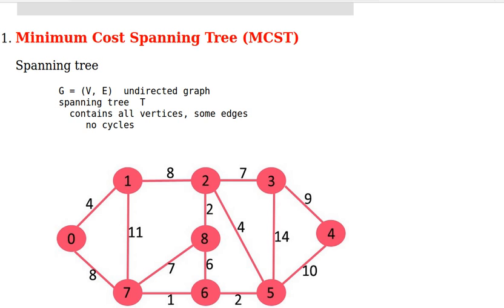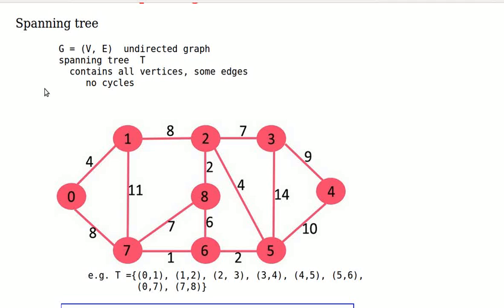We will discuss another problem that can be solved by a greedy algorithm. The problem is to obtain a minimum cost spanning tree, MCST, from an undirected graph. What is a spanning tree? A spanning tree is a subgraph of an undirected connected graph, which includes all the vertices of the graph with a minimum possible number of edges.